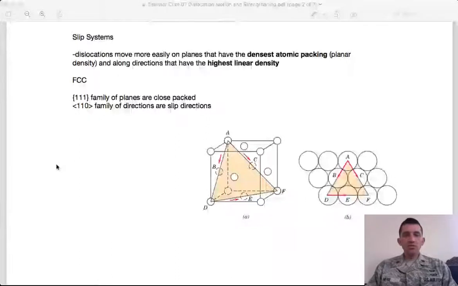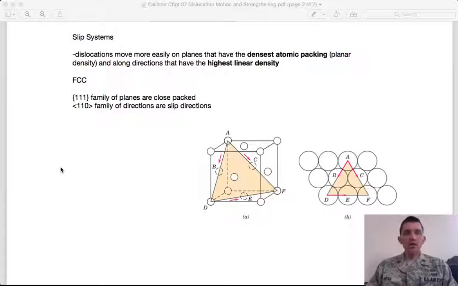Now, how does crystal structure factor into this? Well, the atoms that are slipping relative to one another exist within a crystal structure, and so there's a difference in how atoms move depending upon how they're arranged, and we know that the arrangement of atoms, their proximity, their density differs from one crystal plane to another and from one crystal direction to another. And so the dislocations move more easily on planes that have the densest atomic packing.